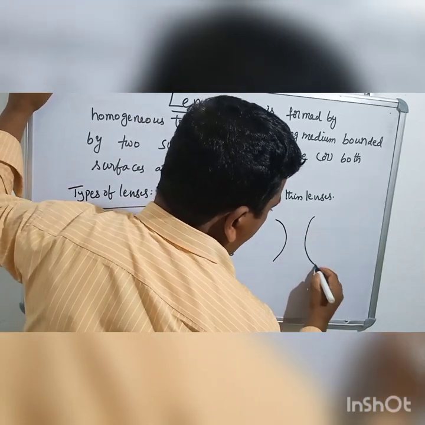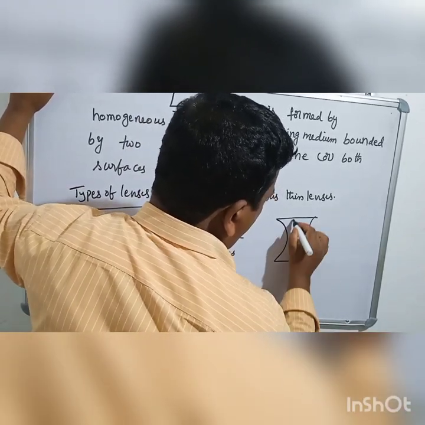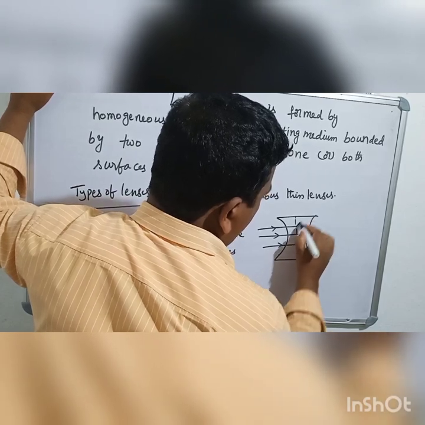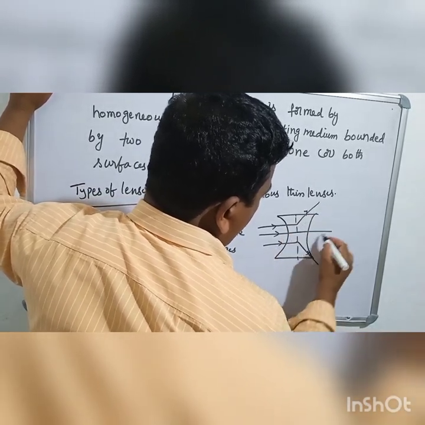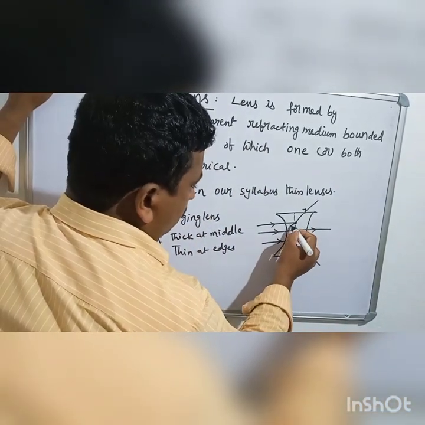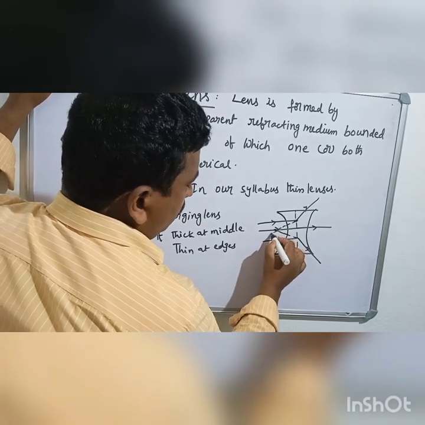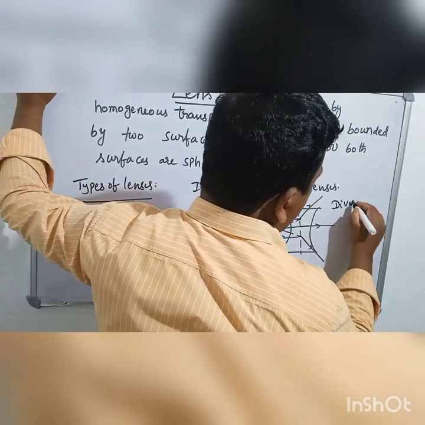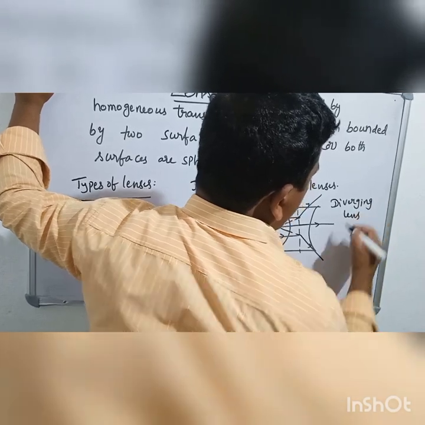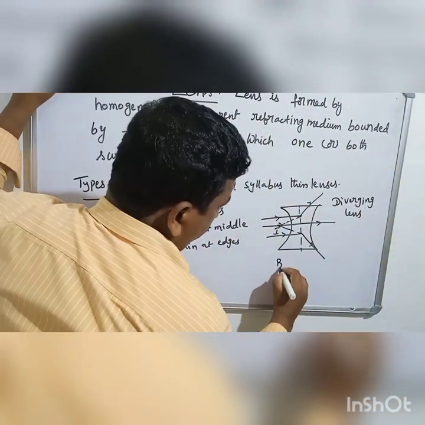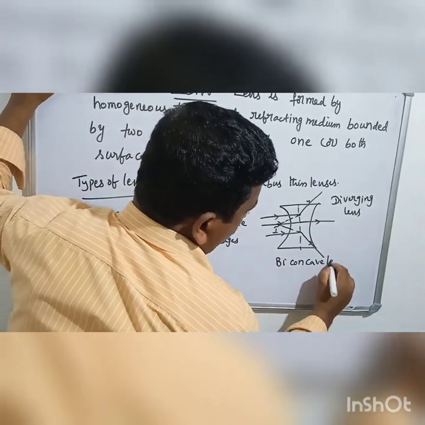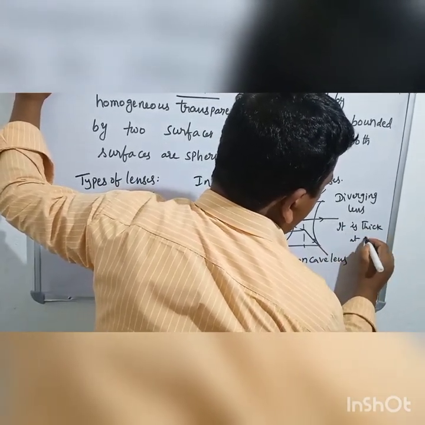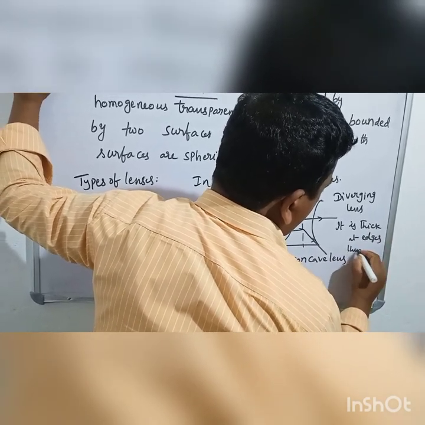Biconcave lens. See here, this is the biconcave lens. Light rays moving like this, after refraction, diverge. It will be extended, meaning it appears to meet. That's why it is a diverging lens. The biconcave lens is thick at the edges and thin at the middle.